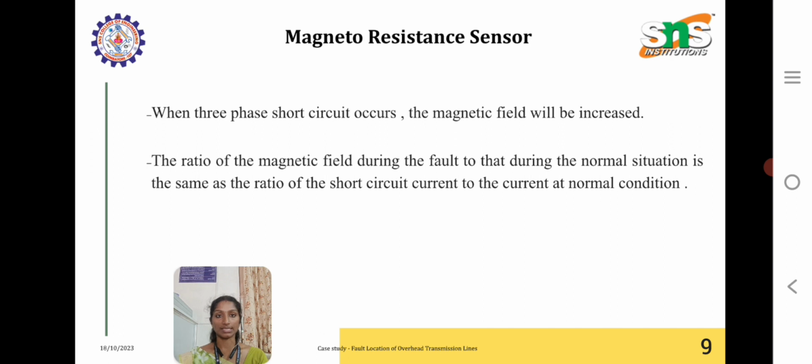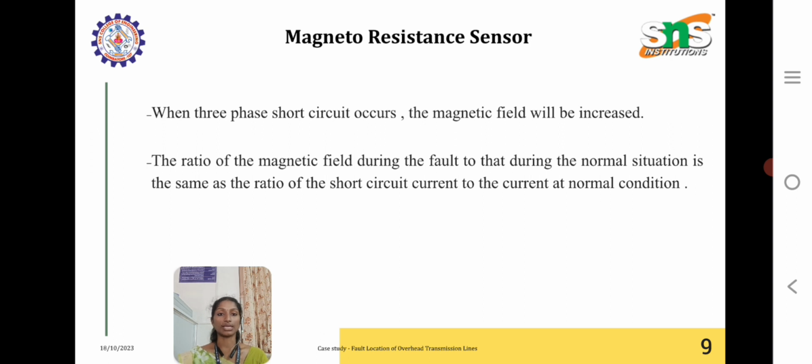Coming to the magnetoresistance sensor, what happens when a fault occurs? When a three-phase short circuit occurs, that is a fault, the magnetic field will increase. The ratio of the magnetic field during the fault to that during the normal situation is the same as the ratio of the short circuit current during the fault to that at the normal condition. Fault and short circuit are equal, so these ratios will be the same.